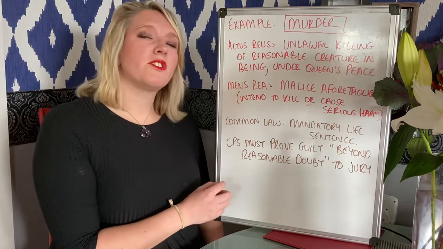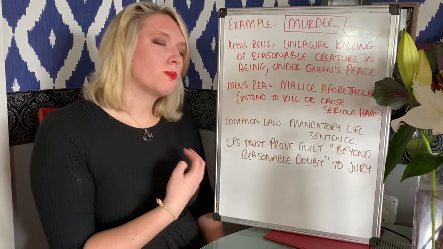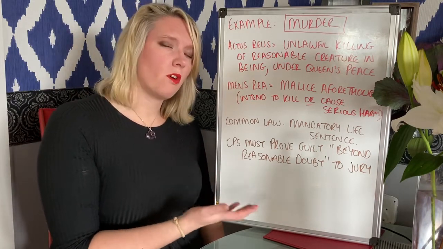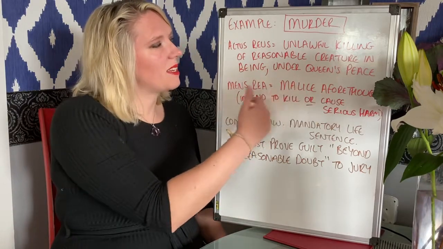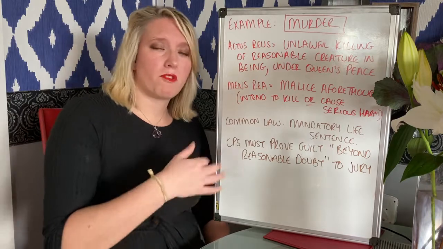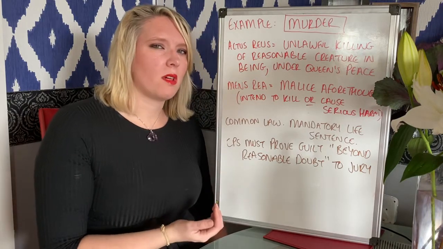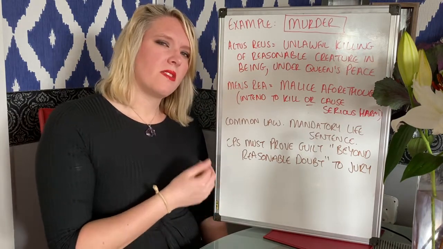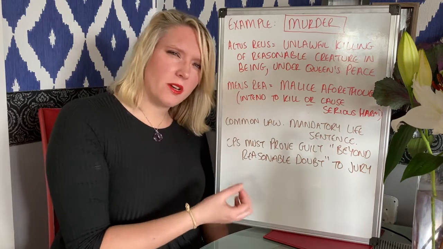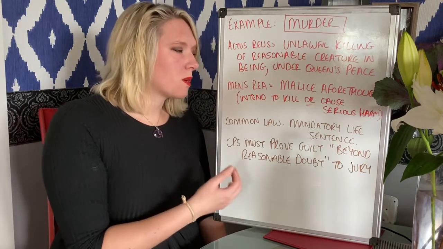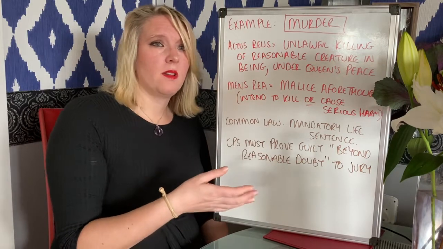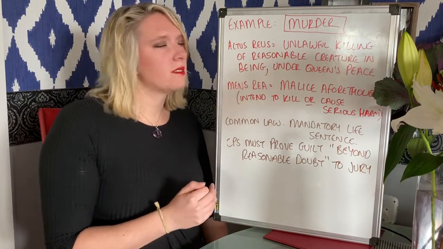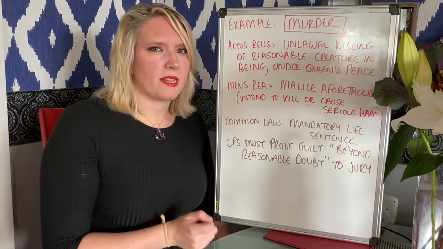The Crown Prosecution Service, the CPS, must prove to the jury, 12 ordinary members of the public, that the defendant was guilty of this, that they did this, and they must prove that beyond reasonable doubt. And think about what that means. There's no room for real uncertainty here. If the jury is going to convict someone, because that leads to a mandatory life sentence, they must be sure that they committed the actus reus at the same time as the mens rea.